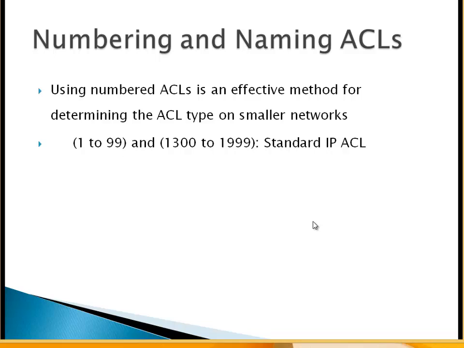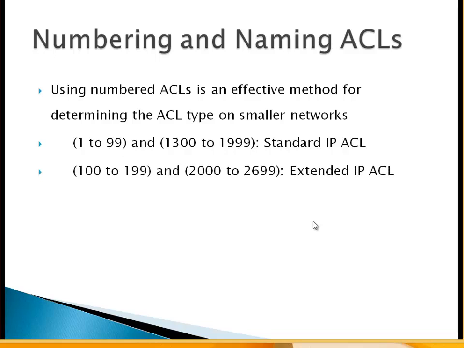For standard access control lists, we have 1 to 99 and 1300 to 1999. Extended IP access lists, 100 to 199 and 2000 to 2699. Now, this is very easy. 1 to 99 standard, 100 to 199 extended. Okay, that's great. But when it comes to a job interview or test or something, they're not going to ask you these. They're going to ask you these. So you better remember them: 1300 to 1999, 2000 to 2699, extended access list.